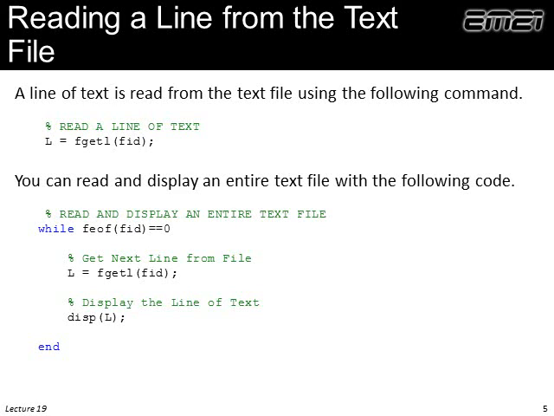So suppose a file is open, we're reading it. How do we read a line of text? Well, a good command is the fgetl, or file get line. We just hand it the file ID, and it will read the next line of text. If we repeated that command, it would then read the one following, and so on. So for example, we could write a very simple while loop that would read and display all the lines of text in a text file.